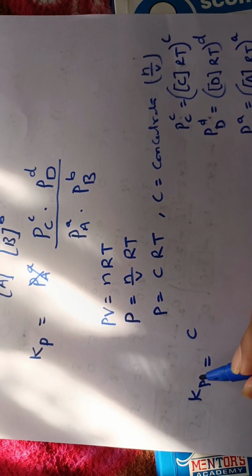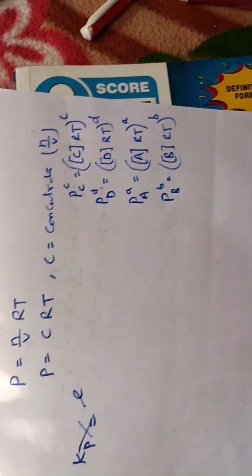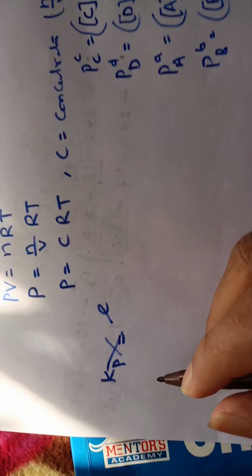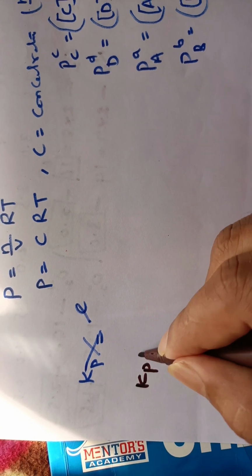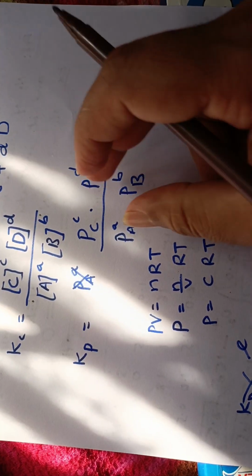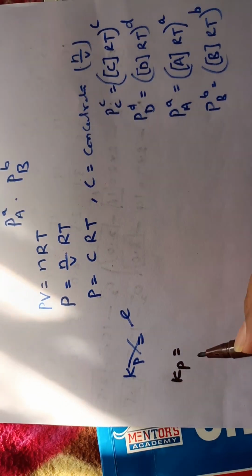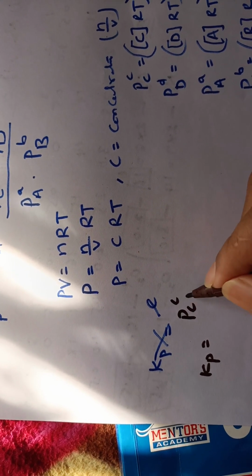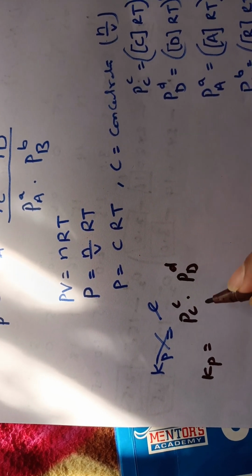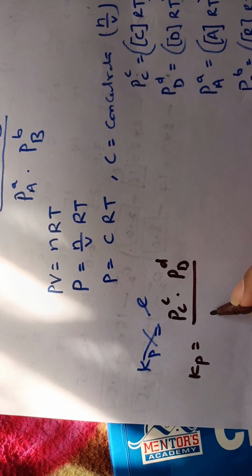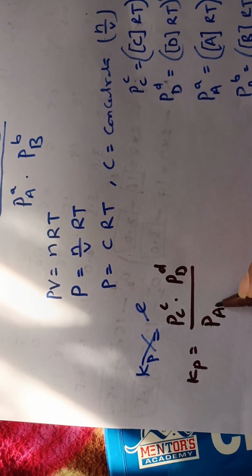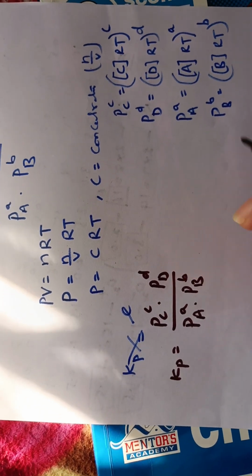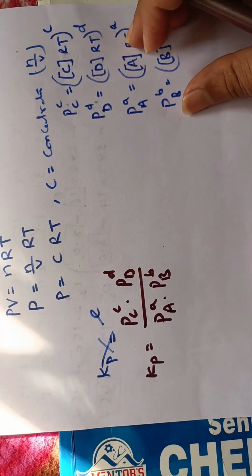Okay, now I am writing here, wait, I am writing here. Okay, so Kp equal to, what is the formula? Once again I am writing this here. Equilibrium constant with respect to pressure: pressure of C with power c, pressure of D with power d, and pressure of A with power a, pressure of B with power b. This is the equilibrium constant with respect to pressure. Now all these values substitute in this.